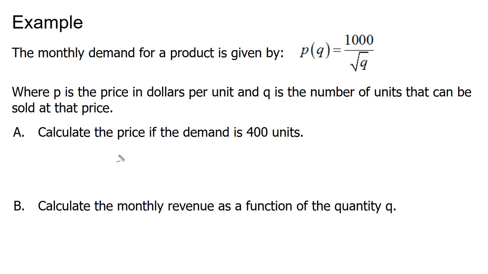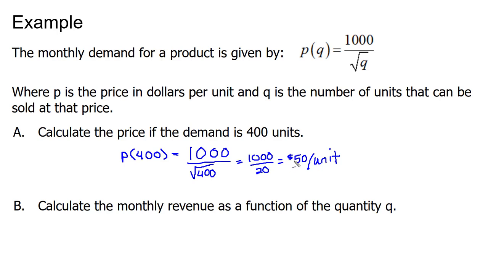The first thing we're supposed to do is calculate the price if the demand is 400 units. That means we're supposed to figure out what our price is when our Q is 400 units. If we plug in 400 into our demand function, we're going to have 1,000 divided by the square root of 400. This is going to be 1,000 divided by 20, or $50 per unit.